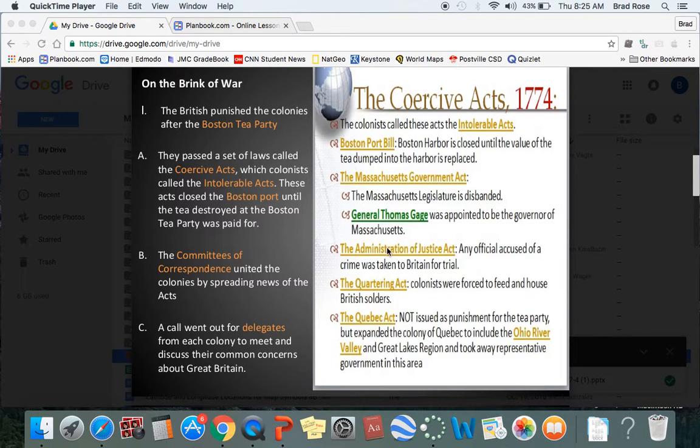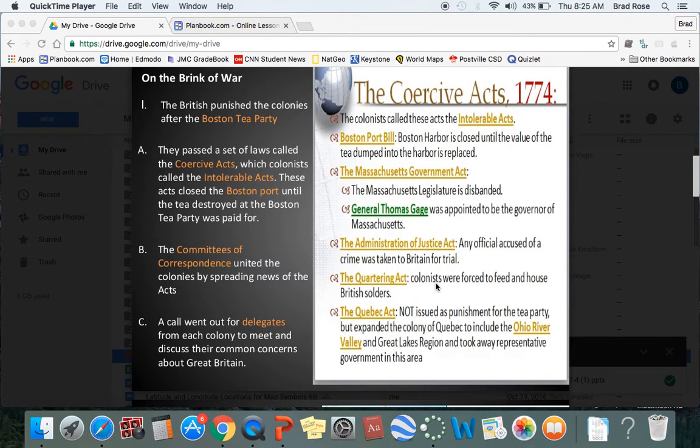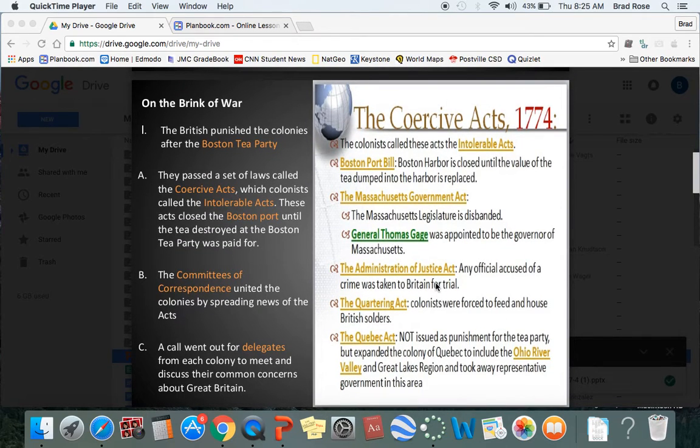A couple other things. Any official accused of a crime was taken to Britain for trial and not tried in the 13 colonies' courts. The colonists disagreed with this. They felt that if someone committed a crime here in the colonies, they should have the right to have their trial here. The Quartering Act was strictly enforced again to have more British soldiers because of the uprisings.